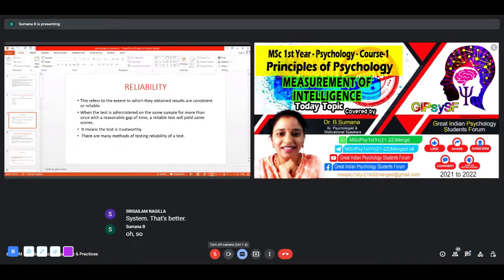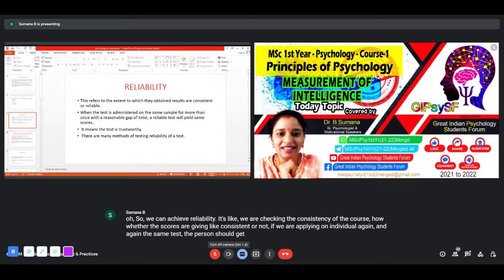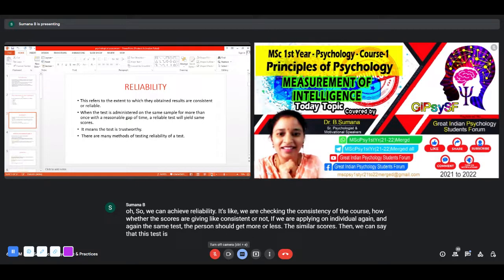So we can achieve reliability. We are checking the consistency of the scores, whether the scores are consistent or not. If we apply the same test on an individual again and again, the person should get more or less similar scores. Then we can say that this test is trustworthy or reliable in nature.